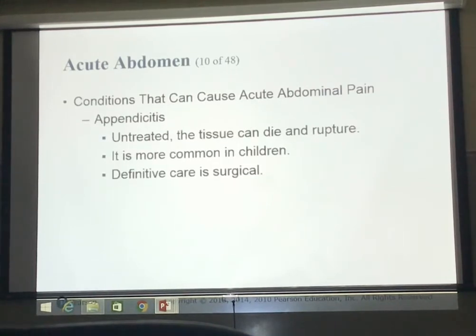Appendicitis is an inflammation of the appendix that commonly causes an acute abdomen. Appendicitis is usually caused by a blockage in the intestines and results in inflammation and irritation. If left untreated, the inflammation eventually causes the tissue to die and rupture, and you can die from this. You will become septic.